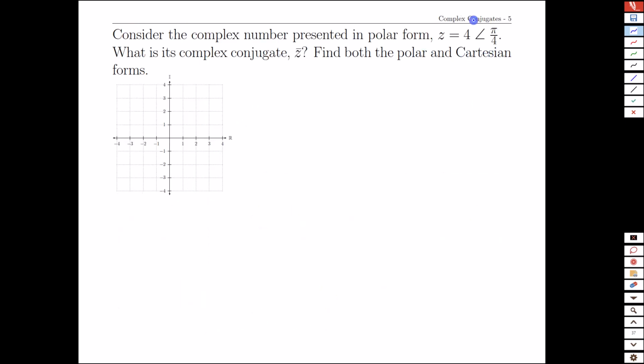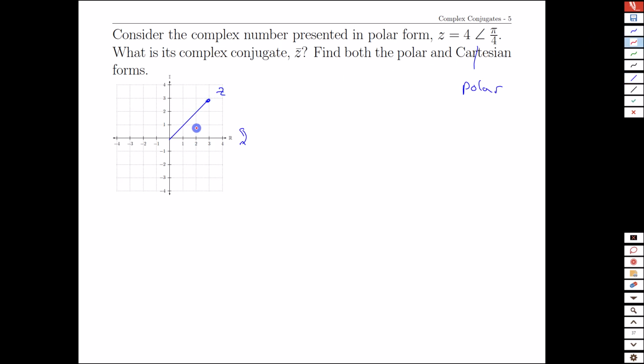A natural follow-up question is, what if we represent our complex number using polar form instead of Cartesian? Well, now we know the relationship's the same. We're going to be flipping our vector or our complex number, whichever way we think of it, across the real line. But now we just have an angular representation. So imagine we have pi over 4, that's 45 degrees, and we have length 4, so that would be about like that. That would be our z value here.